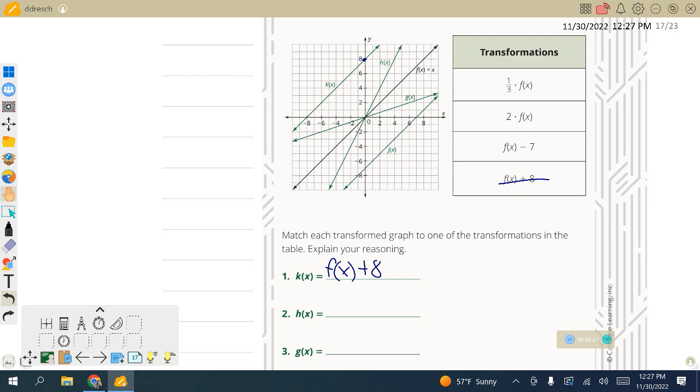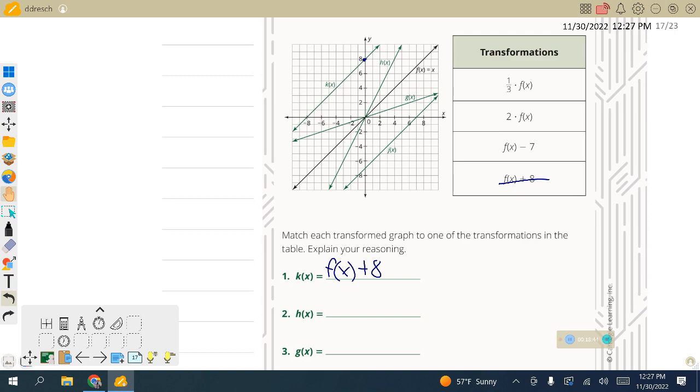All right, what's the next one they would like us to find? H of x. Now when you look at h of x, it's the green one. First thing I notice is it didn't move up or down, did it? It stayed right there at the origin. It just turned a little bit on us.